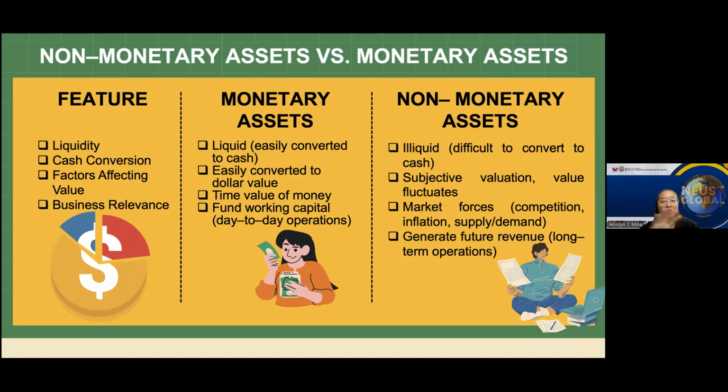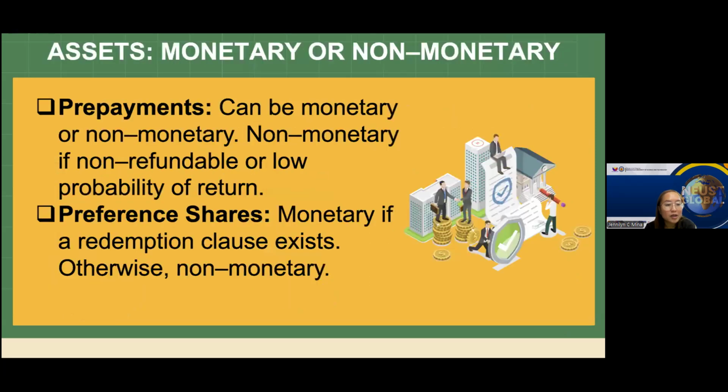I hope you were able to understand the different features and the difference between monetary assets and non-monetary assets. But of course, some assets can be either monetary or non-monetary, depending on how they are structured in a contract. Two common examples are prepayments, those are advance payments, and investments in preference shares. For prepayments, if the advance payment is non-refundable, it is a non-monetary asset because you cannot get the money back. But if the payment is refundable, it is a monetary asset since you can recover the amount.